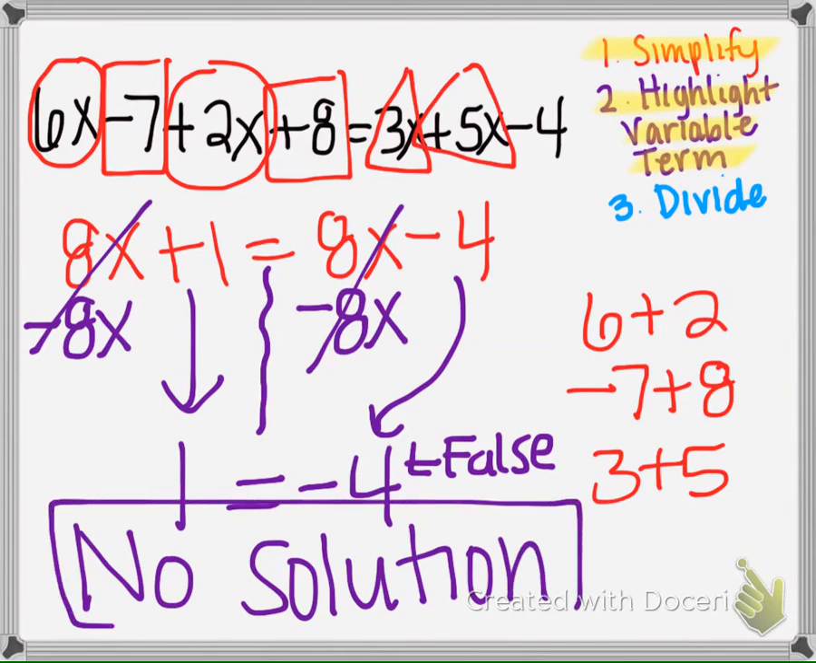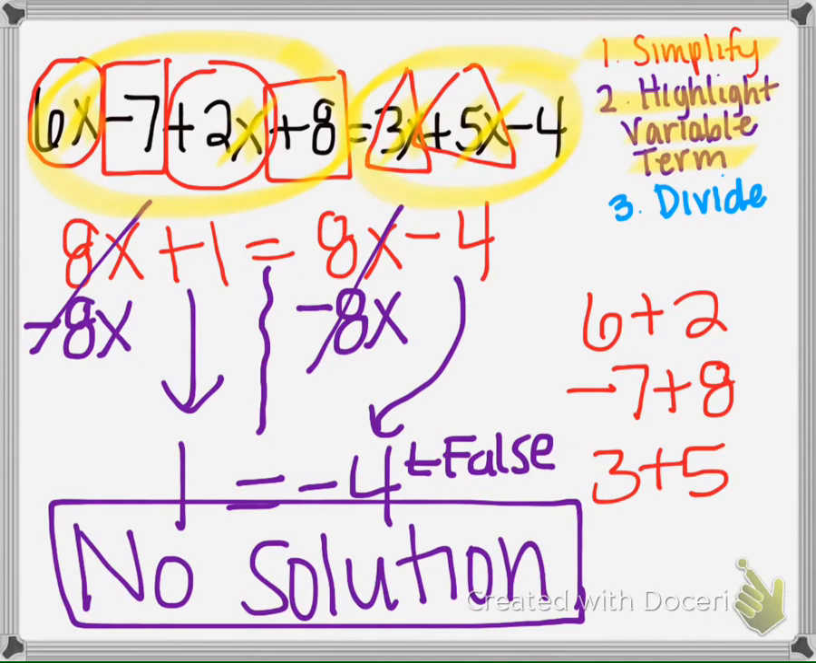That means that there is absolutely no number that you can plug back in here for x, and here for x, and here for x, and here for x that will make this side here equal to this side here. There's no such number out there. So our answer is not false. Our answer is no solution. That is what we would write as our final answer.